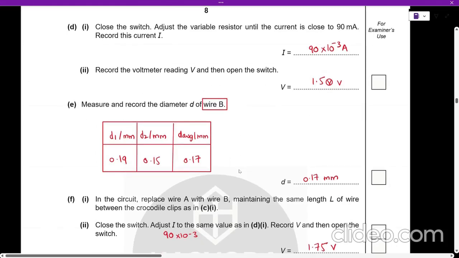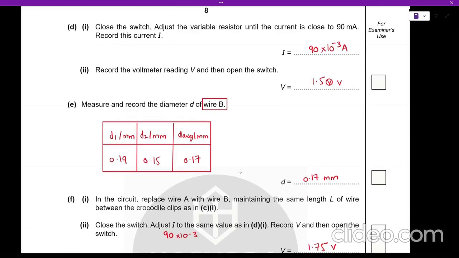Moving on, part D says close the switch, adjust a variable resistor until the current is close to 90 milliamps. Record the current I. So the current I was actually 90 into 10 power minus 3 amps, or you could also write 90 milliamps. Then we would record the voltmeter reading and then open the switch. The voltmeter reading was 1.50 volt. In part E, they were telling us to measure and record the diameter D of the wire B.